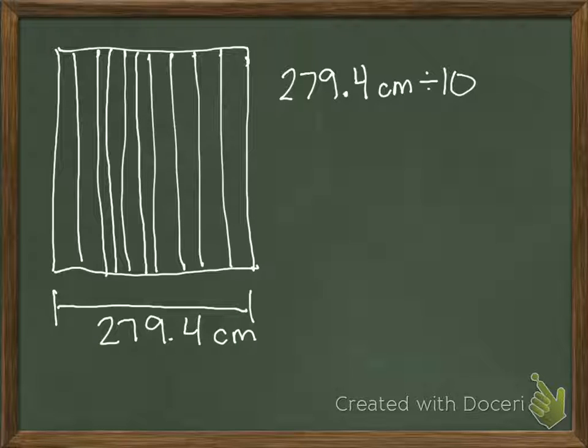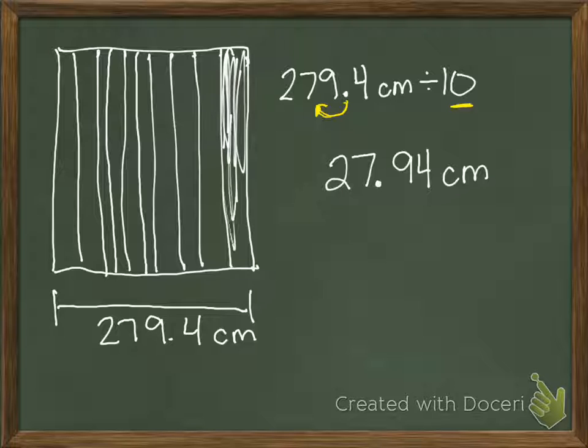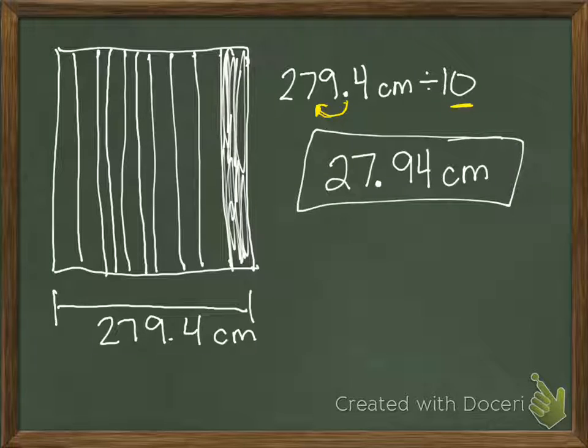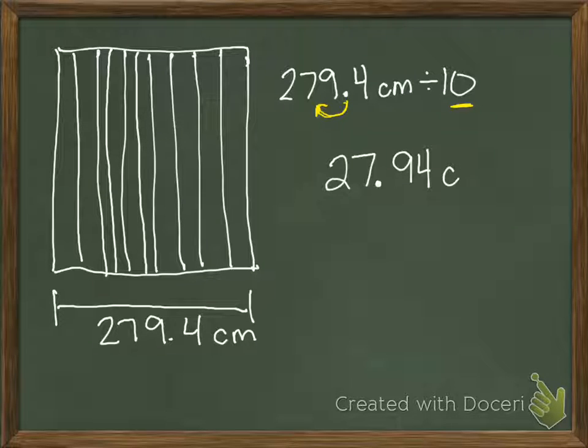And remember what the rule is when dividing by 10, 100, or 1000. We move the decimal spot to the left. However many zeros we have is how many times we move the decimal point. So in this case, we just have to move the decimal point 1 spot. So my new answer would be 27.94 centimeters. So that means each one of these pieces of wood for Mia's crib would be 27.94 centimeters.